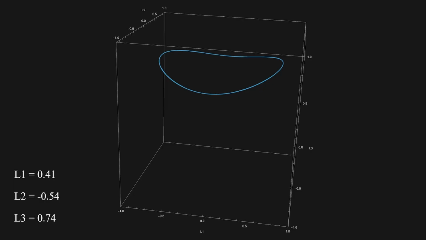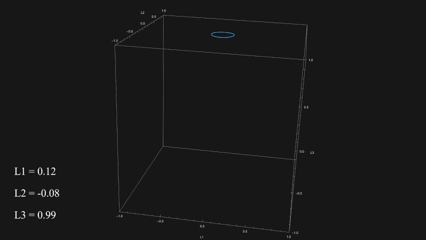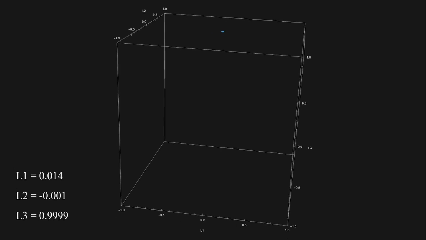Notice in this first plot, we see a trajectory that encircles the L3 axis. It is far from the L3 equilibrium point vertically and also has a relatively large radius. However, as we move the initial condition closer to the equilibrium point, the radius shrinks as well. Notice that visually, this final trajectory appears to have completely converged on the equilibrium point.